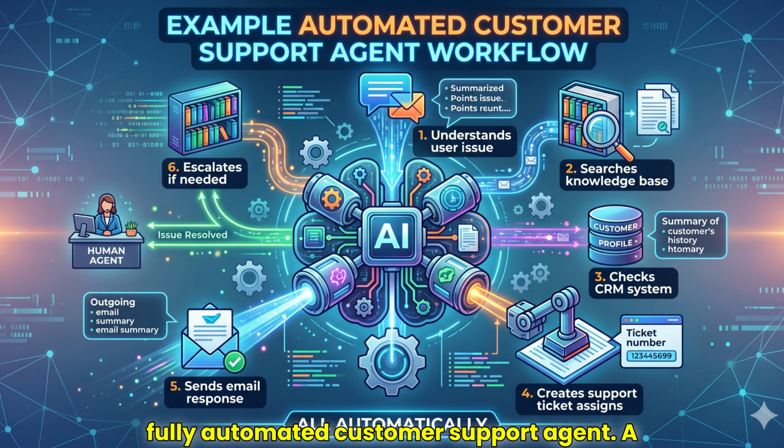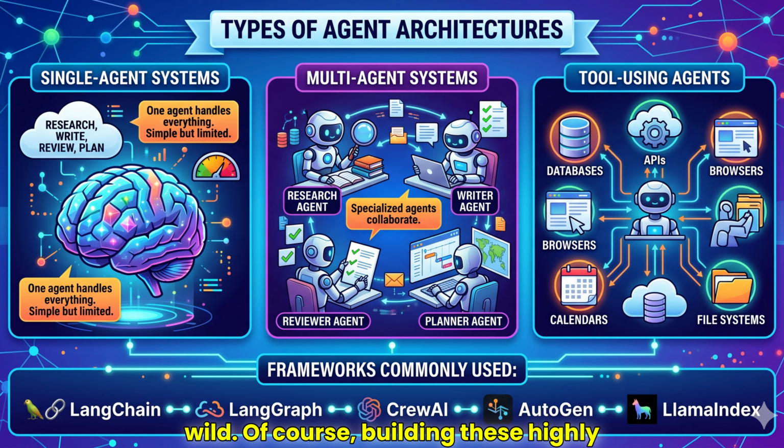And this brilliantly illustrates what that looks like in practice. Imagine a fully automated customer support agent. A user emails a complaint. The agent doesn't just draft a polite, generic reply. No. First, it understands the specific issue. Second, it searches your private knowledge base for the exact fix. Third, it actively reaches out and checks the customer's account status in your CRM system. Fourth, it jumps into your ticketing software and creates a real tracked support ticket. And finally, it sends the fully resolved email response right back to the customer. It seamlessly connects totally disparate enterprise tools to basically do the work of an entire Tier 1 support team. It's wild.